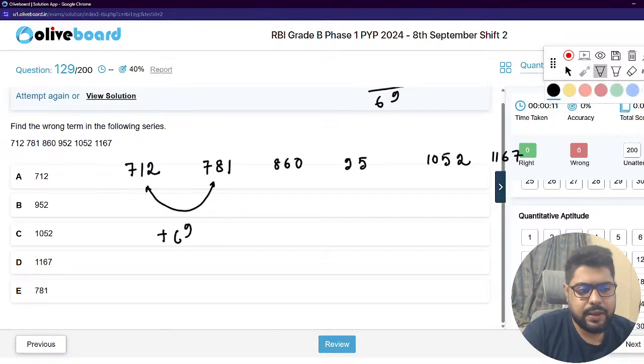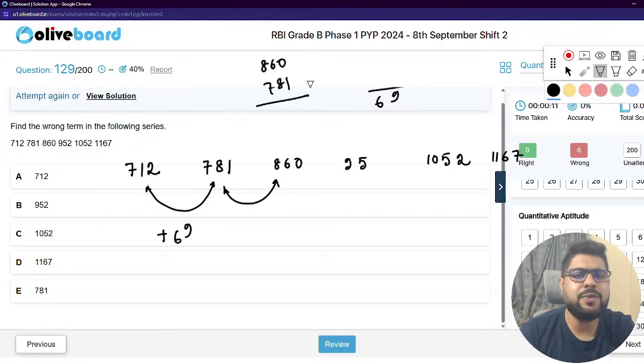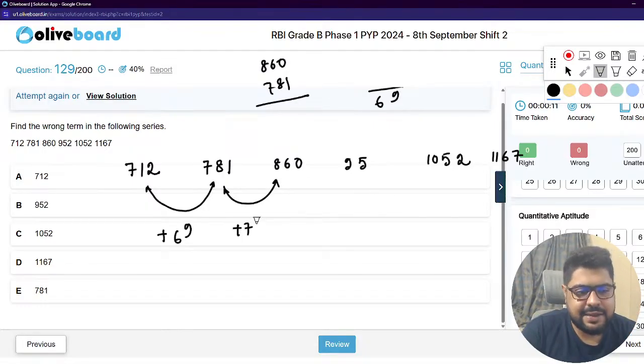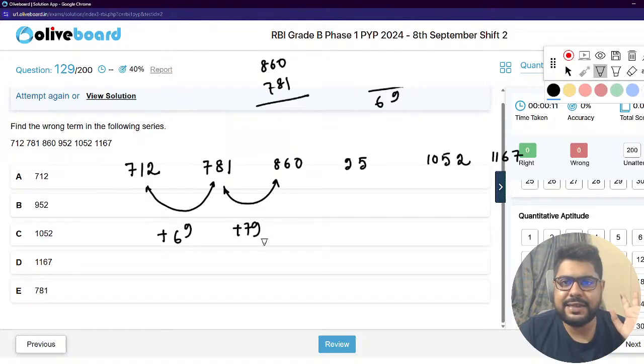Right? Now, next difference, sir. 860 minus 781. You see, 780 to 860 is 80. So it is plus 79, sir. अच्छा, कुछ pattern तो already I can see. Patterns we can already see.